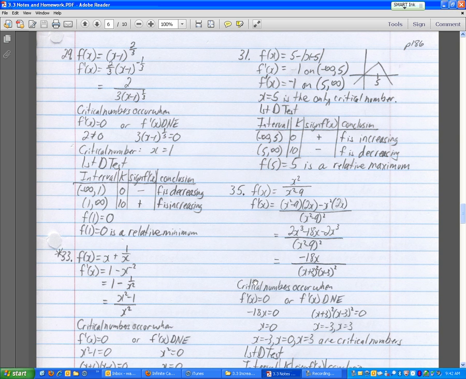All right, on 31. Boy, absolute value messes up everything, doesn't it? All right, so when you have an absolute value function, you're going to get either the V shape or the upside down V shape. Okay? So we need to figure out which is which. I don't know how to take the derivative with that absolute value sign. I don't. I really honestly do not know how to do that.